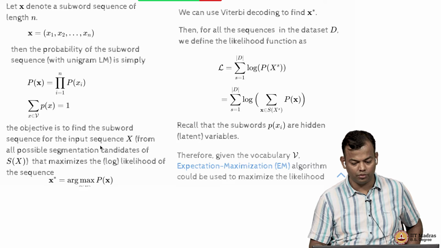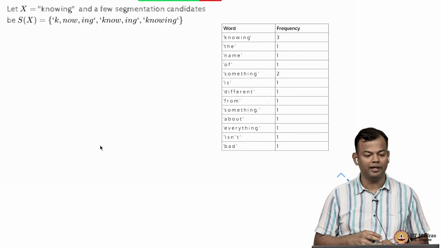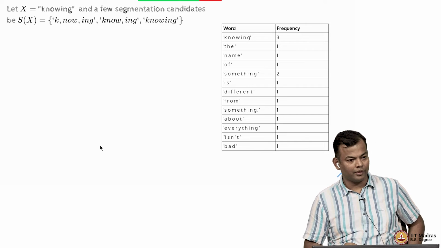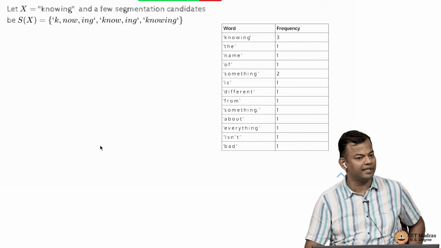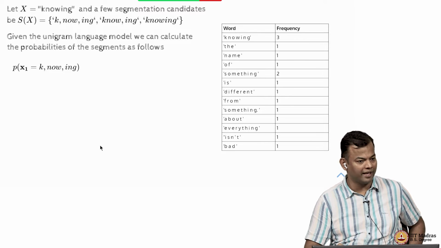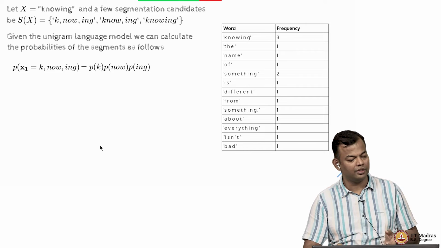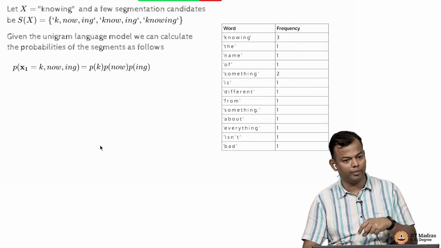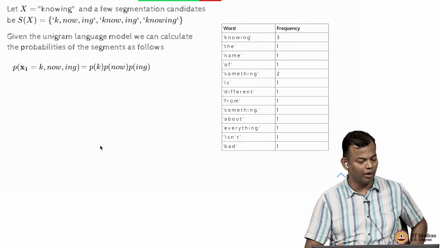Let's look at this example and then go back to the previous slide. So x equal to knowing is the word, and these are some candidate segmentations of this word. For any given candidate, you can find the probability. P of x1, the subword sequence being k, now, ing, would just be probability of k multiplied by probability of now multiplied by probability of ing. That's a unigram model that you're using.